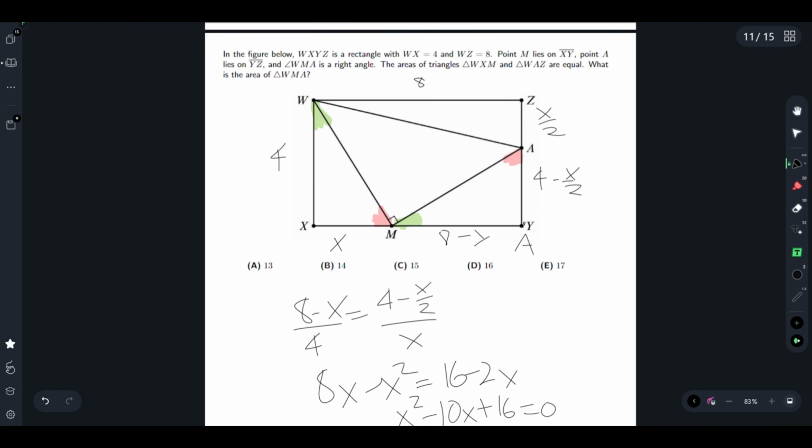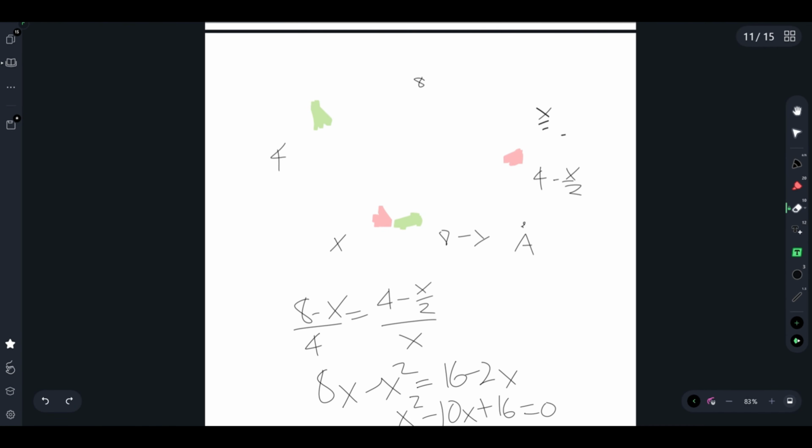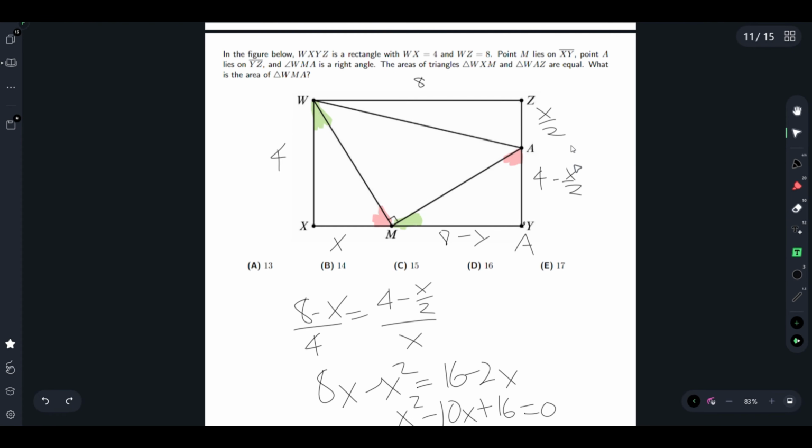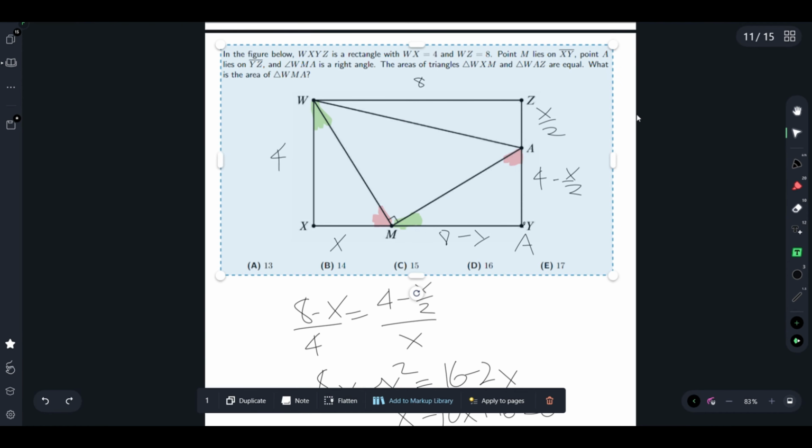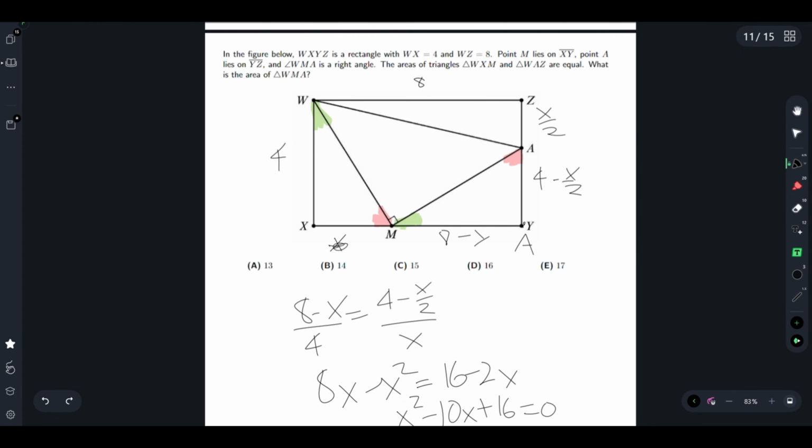If X is equal to 2, then we can simplify all of these. So this is 2, this is 6, this is 3, and this is 1. So the area of this is 4, the area of this is 4, the area of this is 9. And so the area of this is 32 minus 17, which is 15.